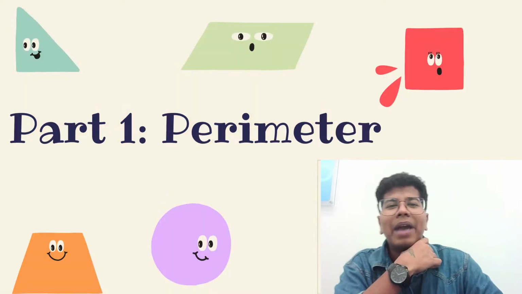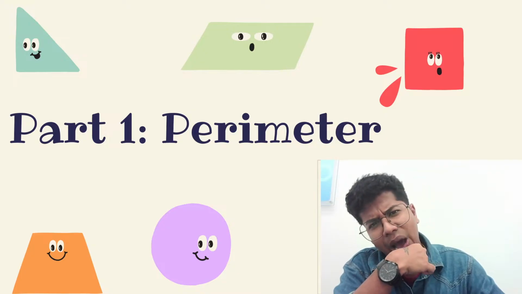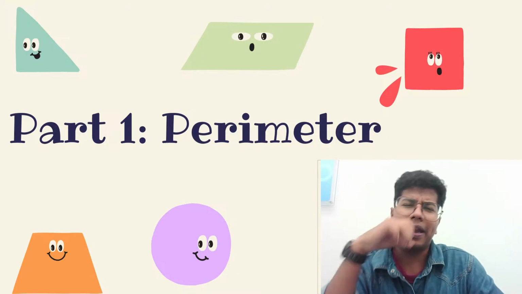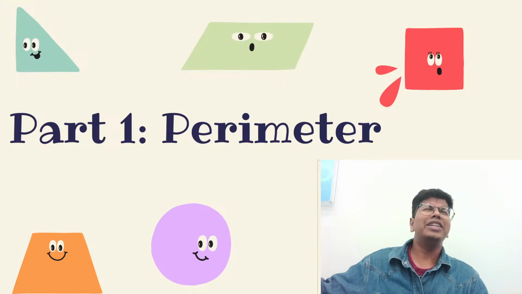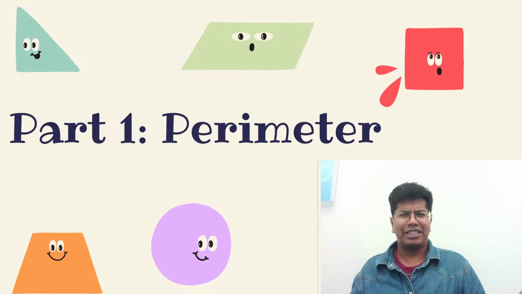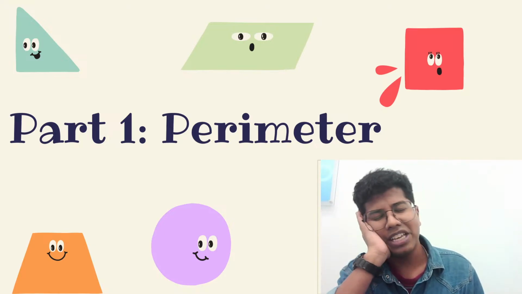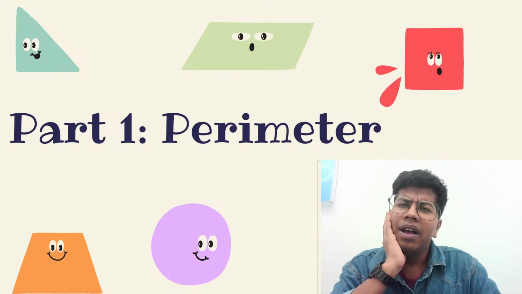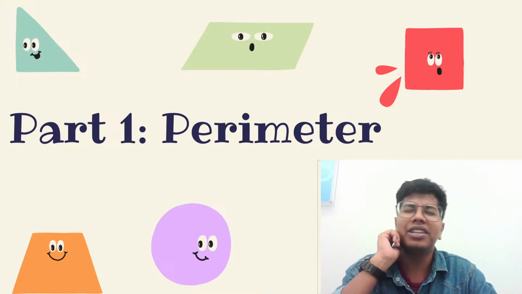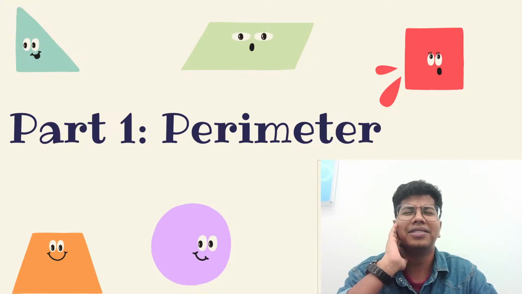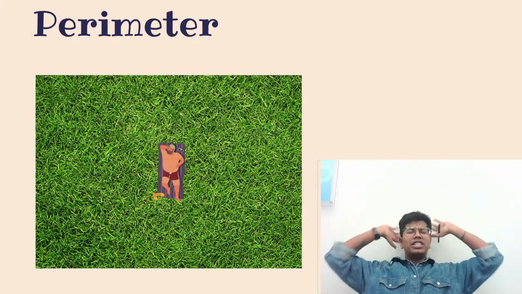Starting off with the perimeter. For the perimeter, what we'll be discussing now is something off topic. Let's just imagine. Now it's vacation time. Everyone is enjoying vacation. We are sitting in broad sunlight. It's a vacation, exams are over. Now in the garden, you are just sleeping.